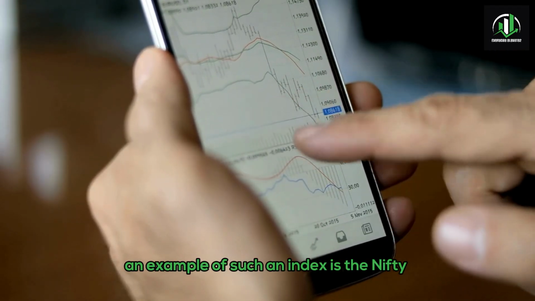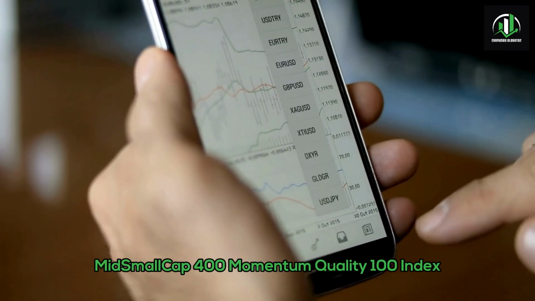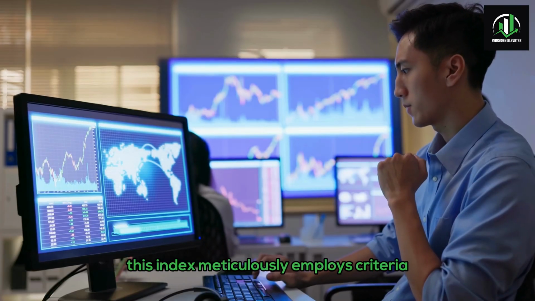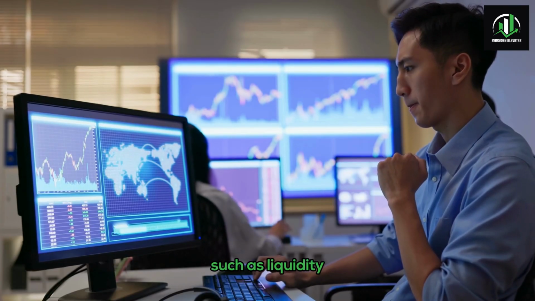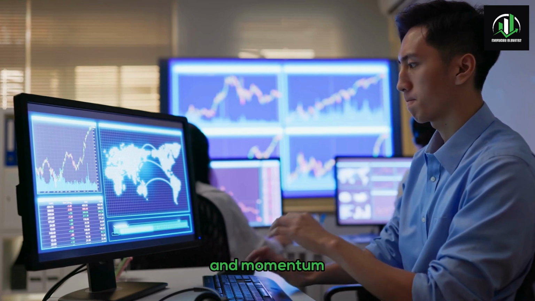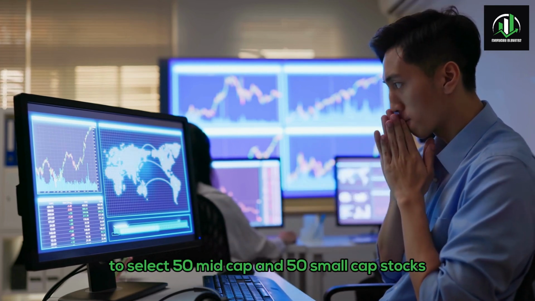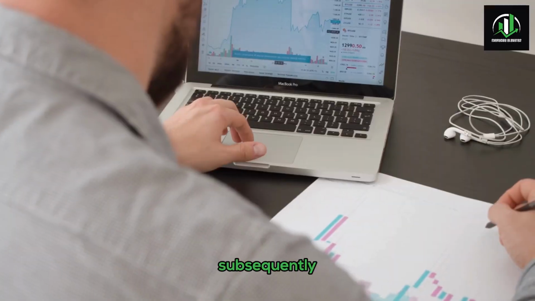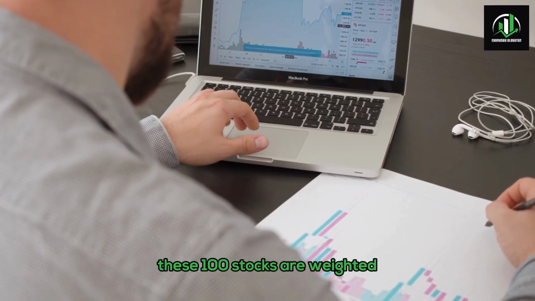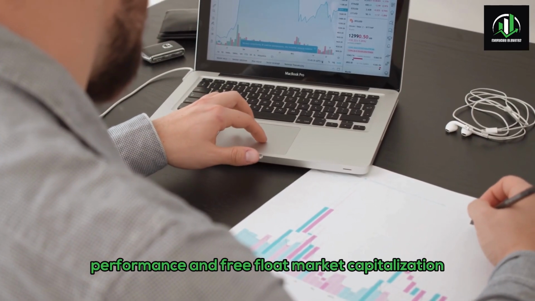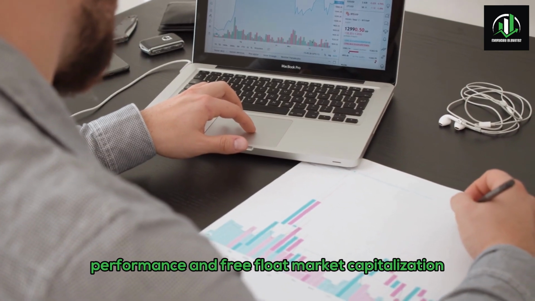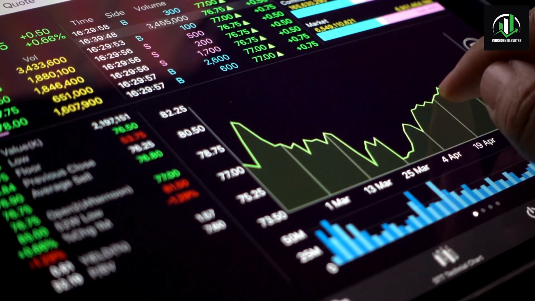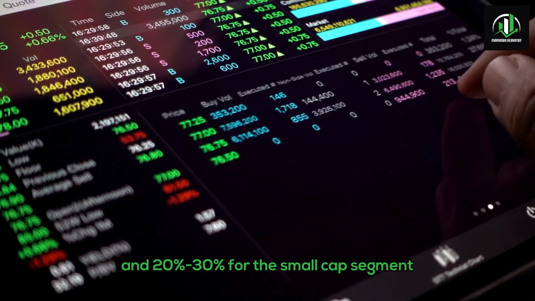An example of such an index is the Nifty Mid-Small Cap 400 Momentum Quality 100 Index. This index meticulously employs criteria such as liquidity, quality, and momentum to select 50 mid-cap and 50 small-cap stocks, forming a portfolio of 100 stocks. Subsequently, these 100 stocks are weighted based on a combination of their factor performance and free float market capitalization, resulting in a weighting of 70-80% for the mid-cap segment, and 20-30% for the small-cap segment.